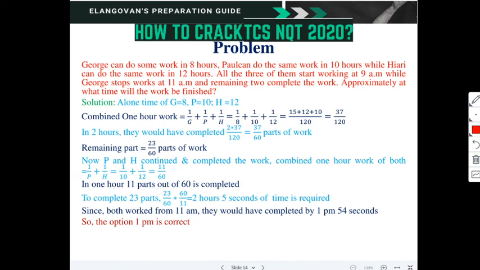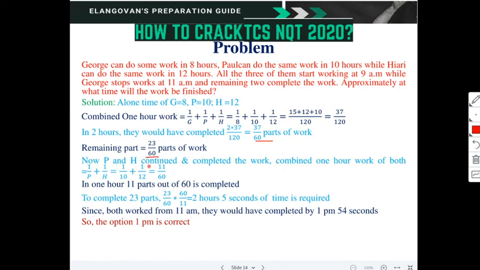So this is the explanation. Alone time of G is 8. Alone time of Falcon is 10. And here E is 12. Combined 1 hour work is, you have to add all these things. Then 15 plus 12 plus 10 is 120. So 37 by 120. In 2 hours they would have completed 37 by 60 parts of the work. So the remaining part is 23 by 60.